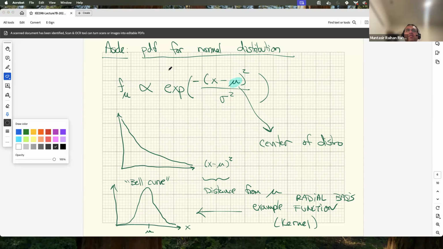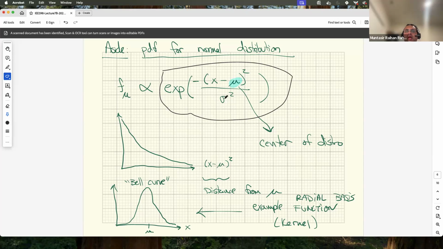right? So this is an exponential decay. You have (x minus mu) squared divided by sigma squared, with a minus sign. So basically it's e to the power minus x squared, which goes to 0 as x tends to infinity. Okay, so that's the idea of a radial basis function.